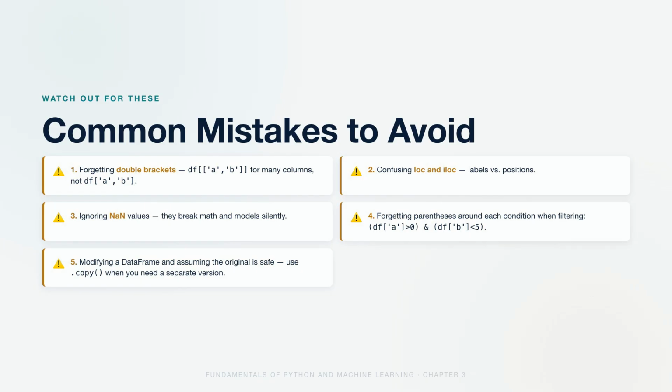Remember, loc is label based, iloc is position based. The fourth mistake is ignoring missing values. Missing values can affect calculations and cause problems in machine learning models. The fifth mistake is changing the data without checking the result. After filtering, sorting, filling missing values, or creating new columns, always inspect the data frame again. Good data work requires checking your results carefully.